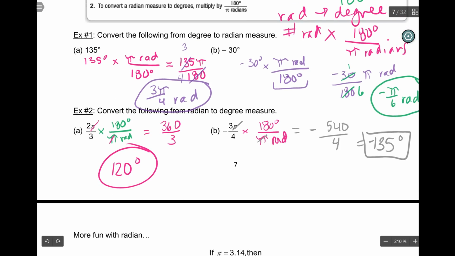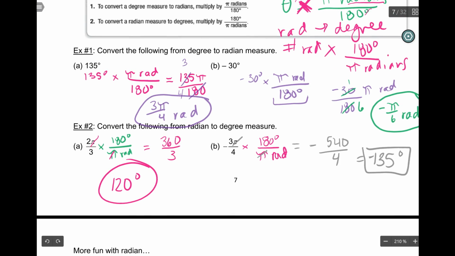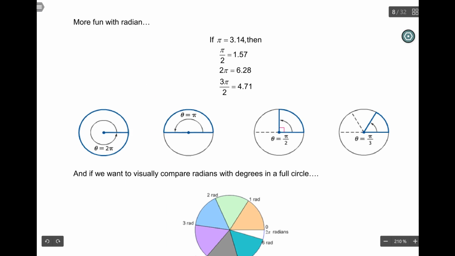Hey, let's double check our answer is correct. So up above here, we had 135 degrees is equal to 3/4 pi radians. Here we had negative 3/4 pi radians, which means we'd have a negative 135 degrees. Cool, so we double checked our answer.